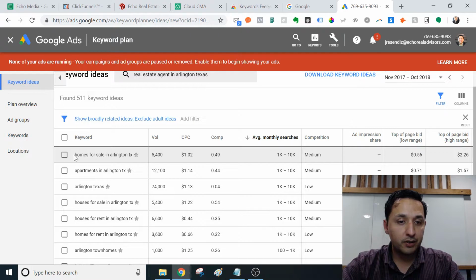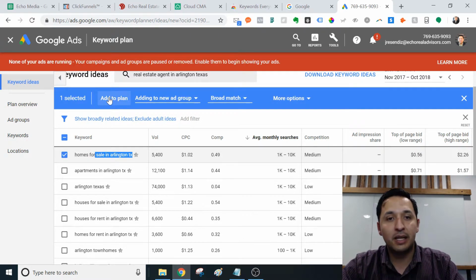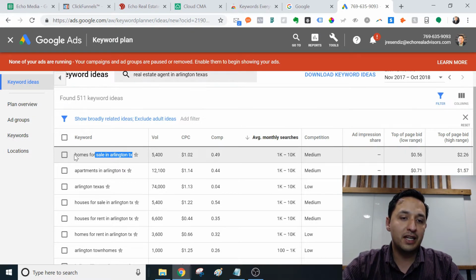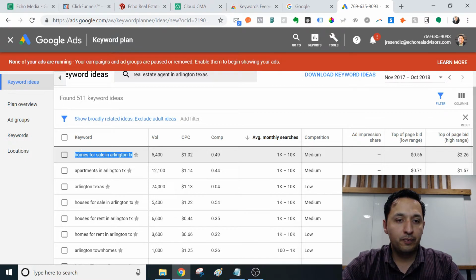So what we're going to do, you could add it to your keyword planner, add it to the plan up here. I don't do that. I just like to go old school way. So I just open up a notepad and I copy it.